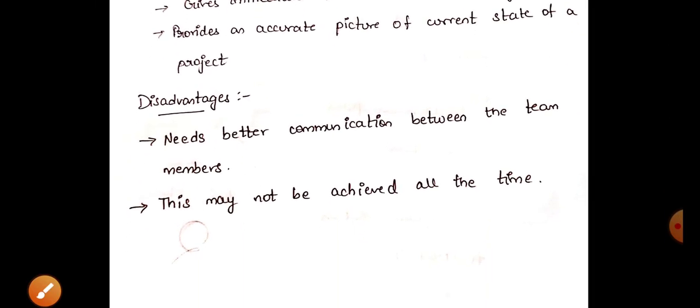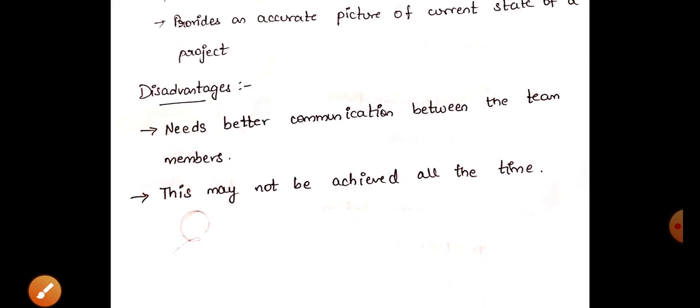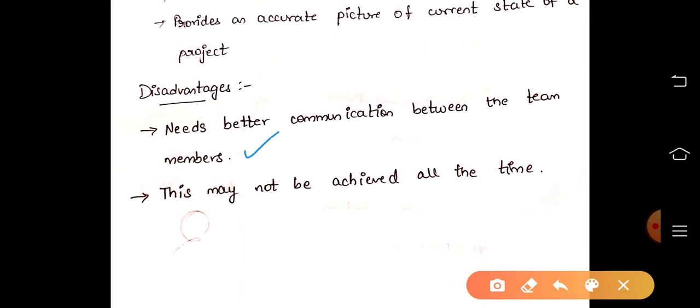And then the disadvantages. Here it needs better communication between team members. The team members' coordination should be good, otherwise the development model will fail. And the next one is that the purpose for which we develop this model may not be achieved all the time. This is the disadvantage.